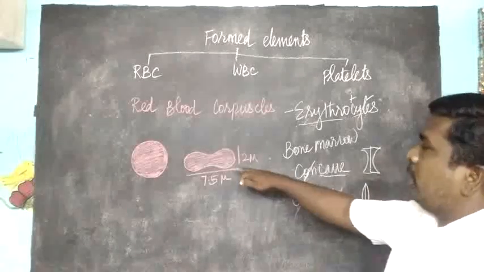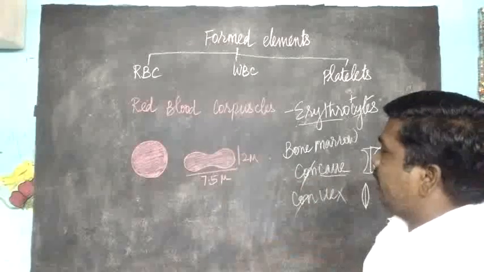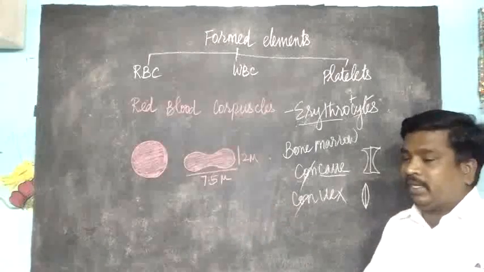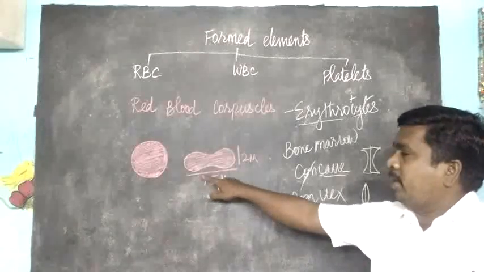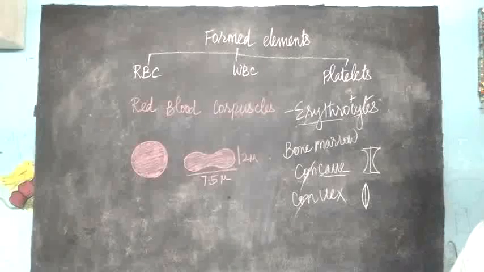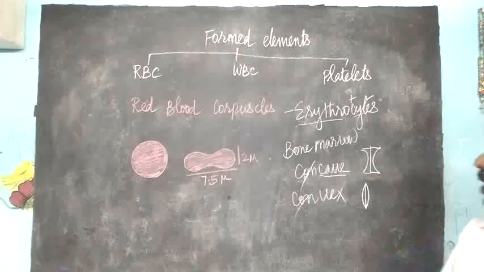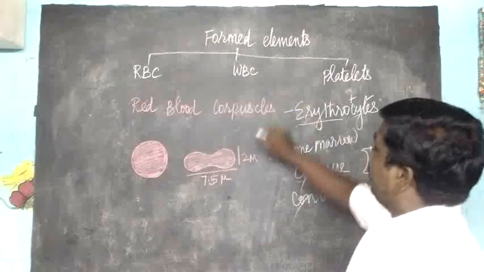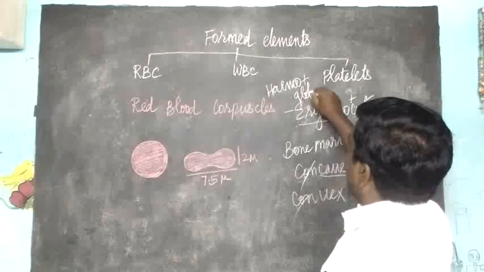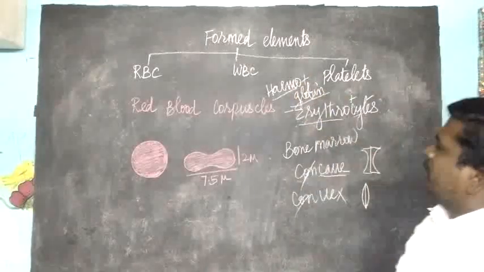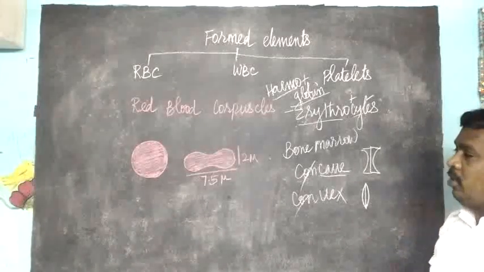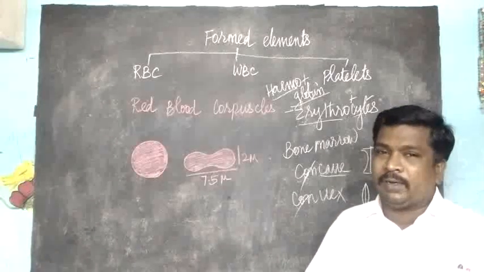So the RBC cells, or erythrocytes, are non-nucleated, disc-shaped and biconcave in nature, 7.5 micron in length and thickness is 2 micron. RBC is a very important blood cell. It contains hemoglobin. Hemoglobin is heme plus globin. Heme means iron, globin means protein. So hemoglobin, an iron containing protein, is essential for the transportation of oxygen.